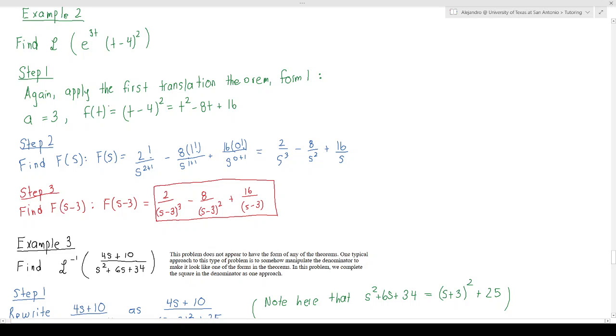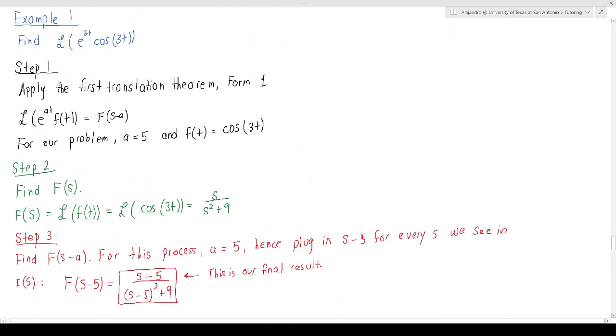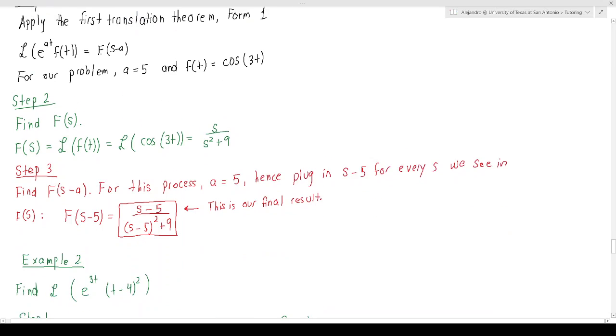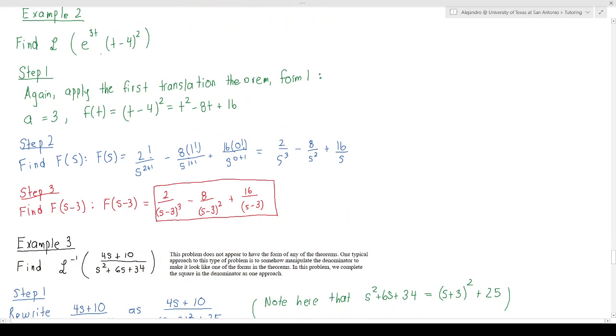Alright, so in this video, I want to take a look at using the translation theorems to see if we can find a Laplace transform of this function here, e raised to the 3t times t minus 4 squared. So we notice that this has a form very similar to example 1, where we had an e raised to the 5t times an f of t, which is cosine of 3t. So this is the exact same process.